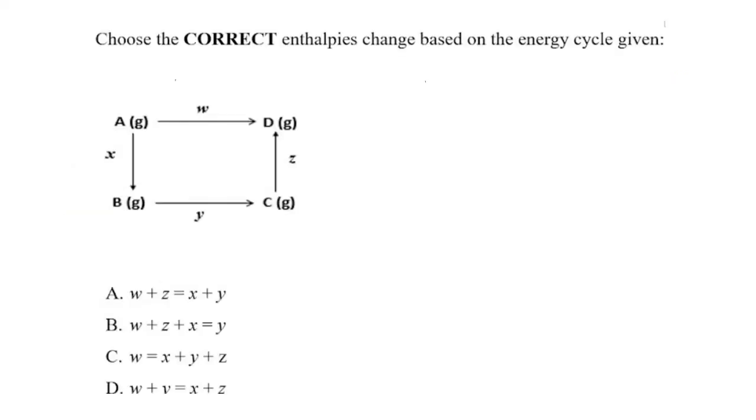Next question, choose the correct enthalpy based on the energy cycle. When you are given an energy cycle, it is better to always identify the starting point. From here we know that A is the starting point because more than one arrow is coming out from A. And then the ending or the destination is D because more arrows point to it. So this is the ending.